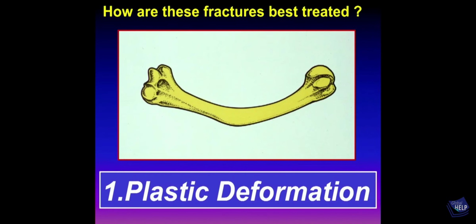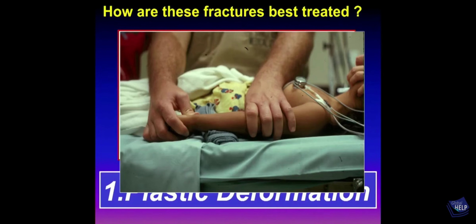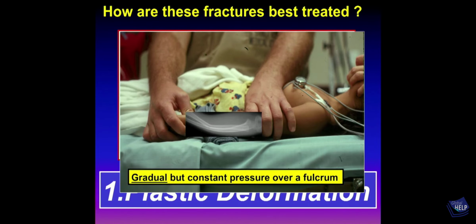Plastic deformation. How are these best treated? Through a steady pressure through a fulcrum. That's right. You have to realign the internal structure, and that usually requires this technique. And this technique actually was devised and published by one of our former residents about 20 years ago. But you put a gradual, constant pressure over a fulcrum, and with that you will improve that.